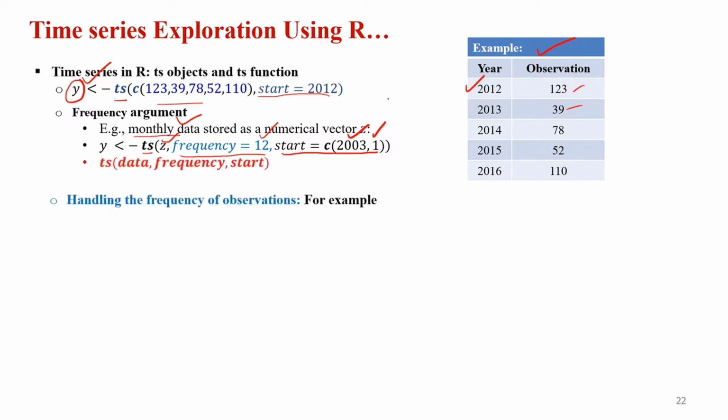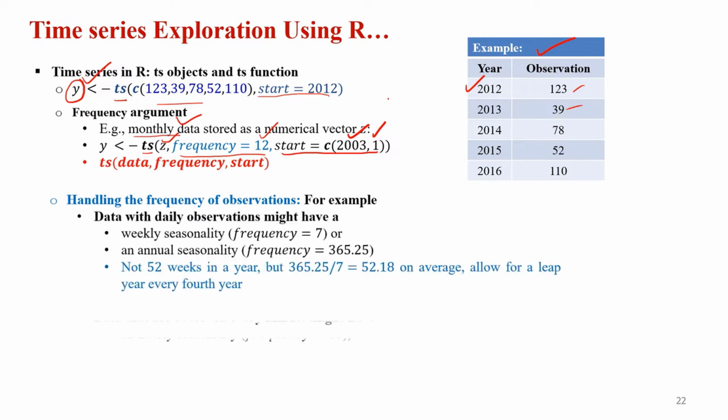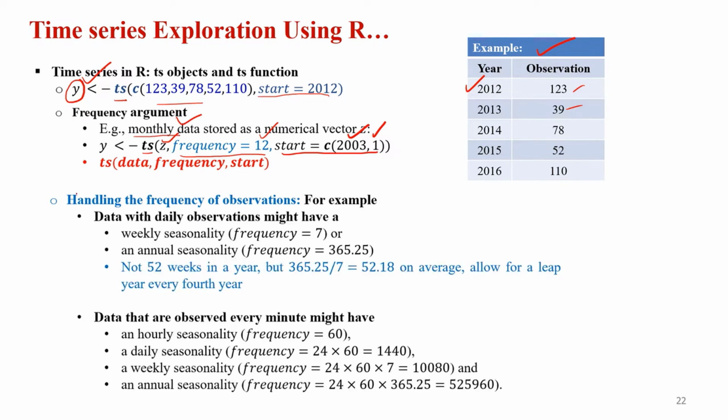So in a time series, the most important thing is that we have to mention these three things. One is the data, the variable in which we have the data set. Then the frequency, whether it's yearly data, monthly data, weekly data or hourly data. And then we need to mention the starting point.